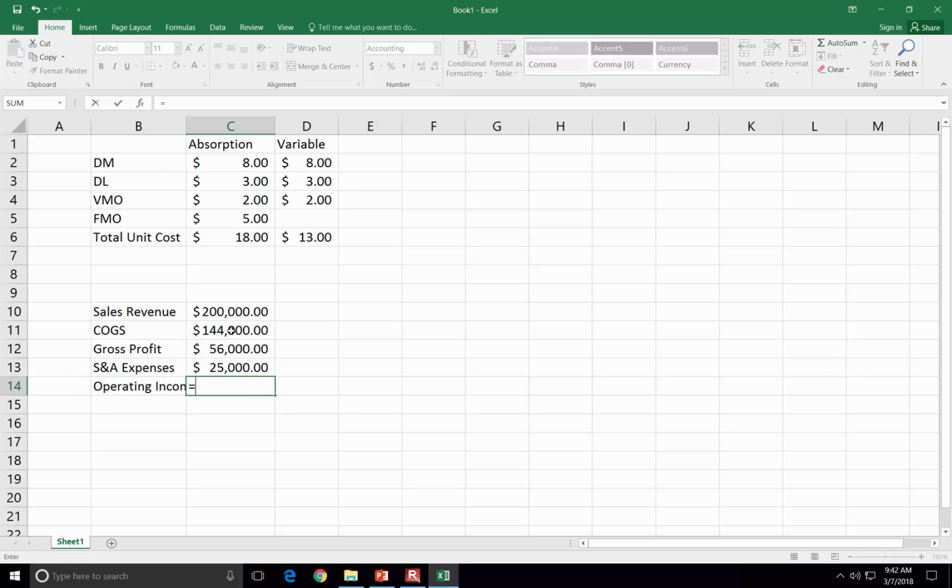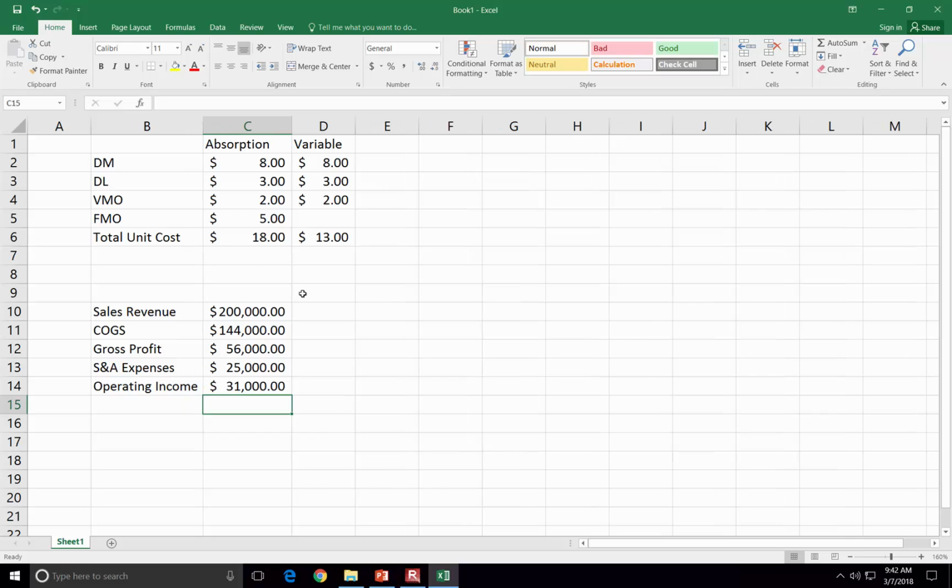So our operating income then will be our gross profit minus our selling and admin expenses. So there's our absorption costing income statement. Did everybody follow what I did there? I went fast, but it's not really new, right? We've done this sort of thing all through accounting 1.